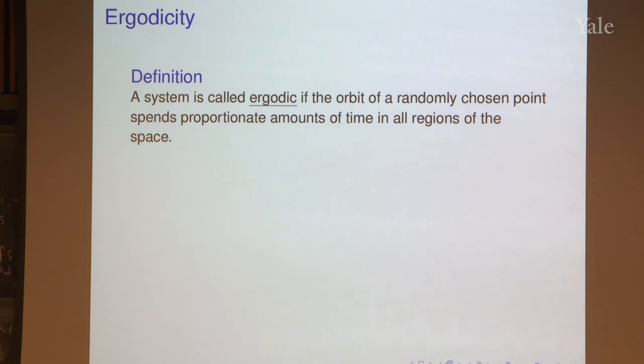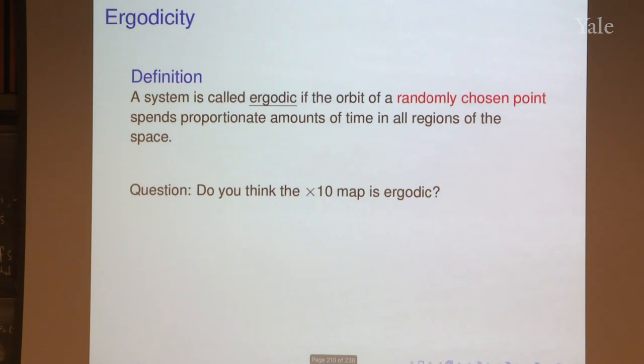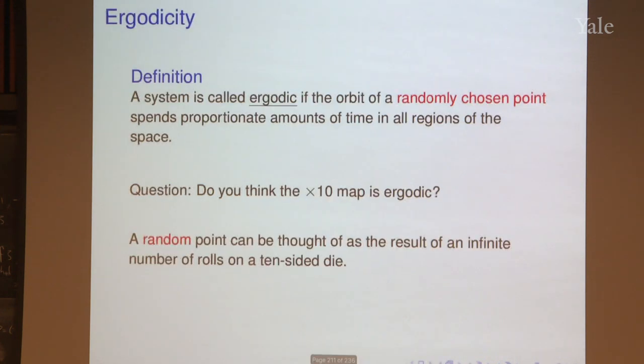But there's something we didn't really talk about very much the last time we saw this definition, because last time we saw this definition, every point does the same thing. For a rotation, all of the orbits look the same. But this part of the definition is actually very important. A system is called ergodic if the orbit of a randomly chosen point spends proportionate amount of time in all regions of the space. A random point can be thought of as one with an infinite decimal expansion that you get just by rolling a 10-sided die over and over and over again. That's a random point.